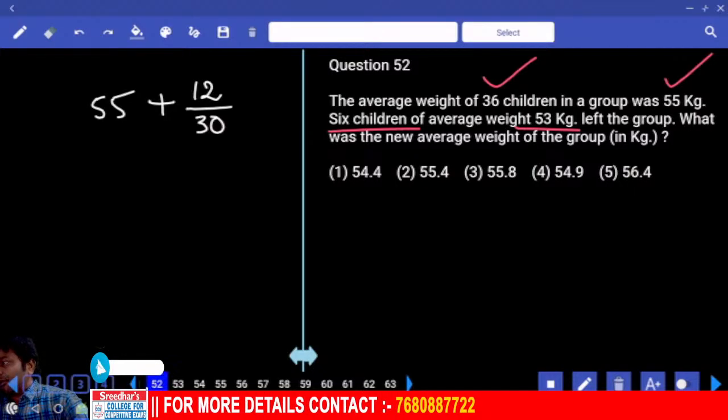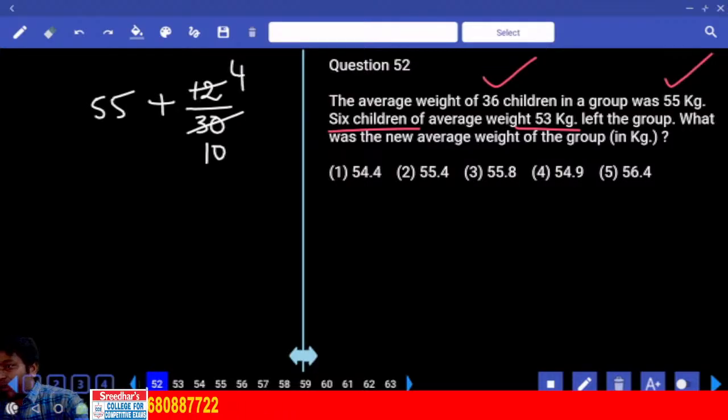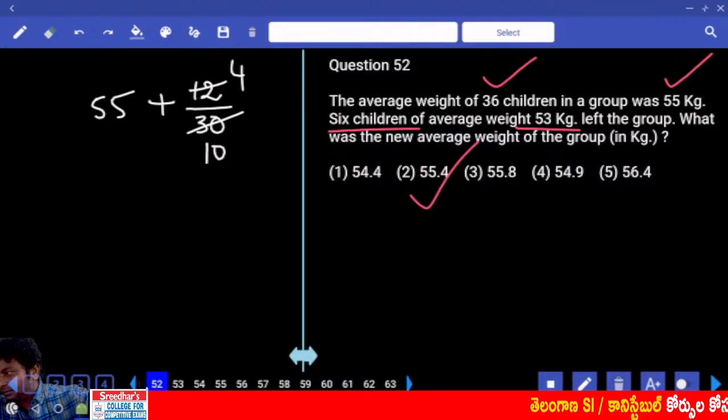Don't change the 0 in the denominator, keep it as it is. 3, how many times? Numerator 4, denominator 10, meaning 0.4 only. Answer: 55.4. Clear?